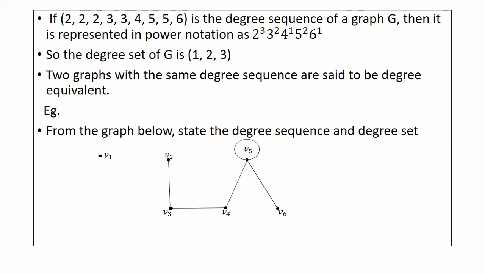V4 is also having 2 connections, with V3 and V5. Others will be 0. V5 is having how many connections? 3 connections.